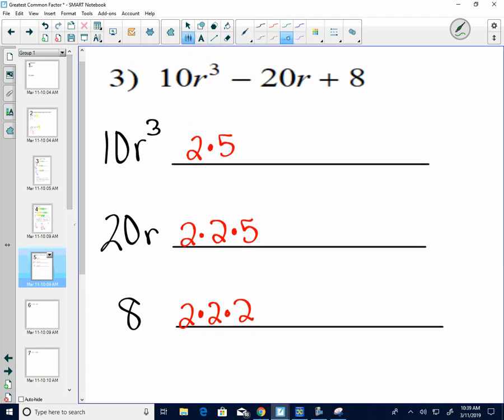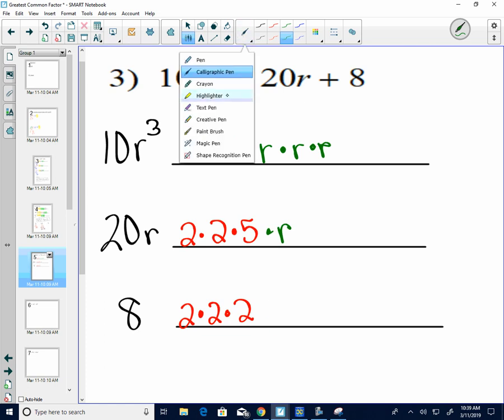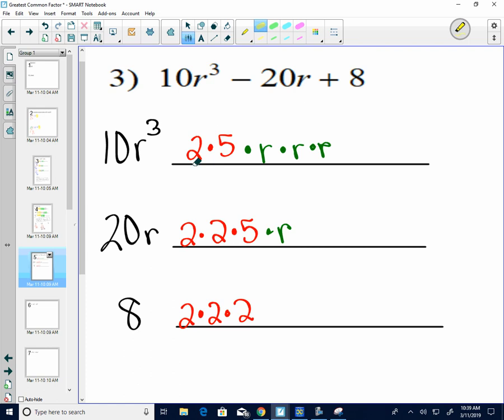So now I need to come back and look at the letters. And this one I have r cubed. So I have r times r times r, 3 times. This one I just have an r. And this one I don't have a variable. So let's go through here and highlight what they have in common.